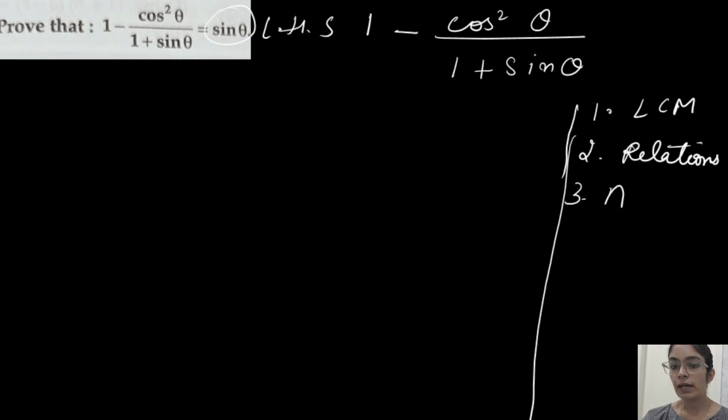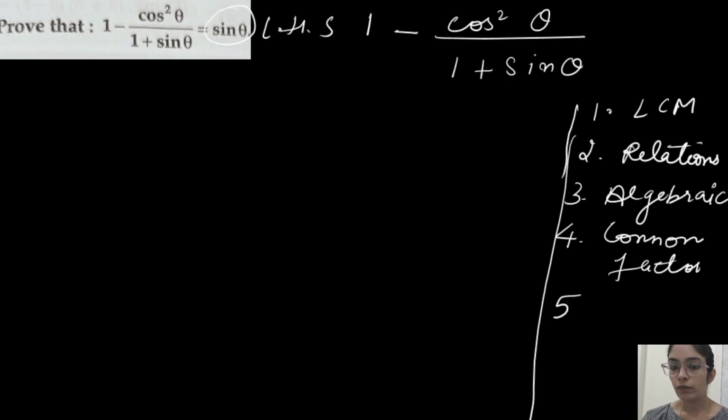Third one is if any algebraic identity is applicable, you can apply that. Fourth, if any common factor is there, you can take the common factor out. The fifth one is you can also rationalize. Some questions require us to rationalize the terms. So LCM, relations, algebraic identities, common factor and rationalization, we have to do.